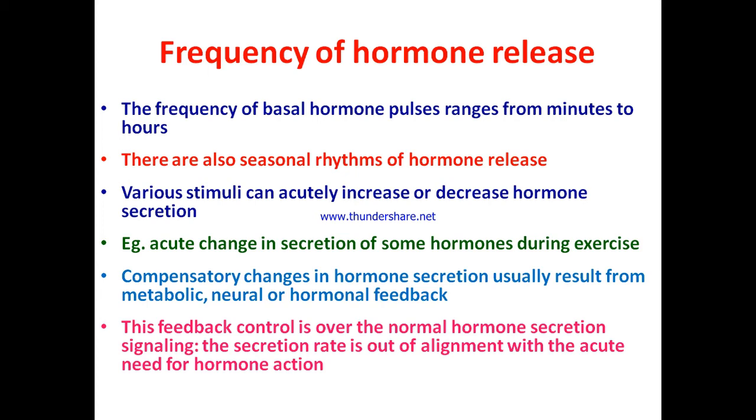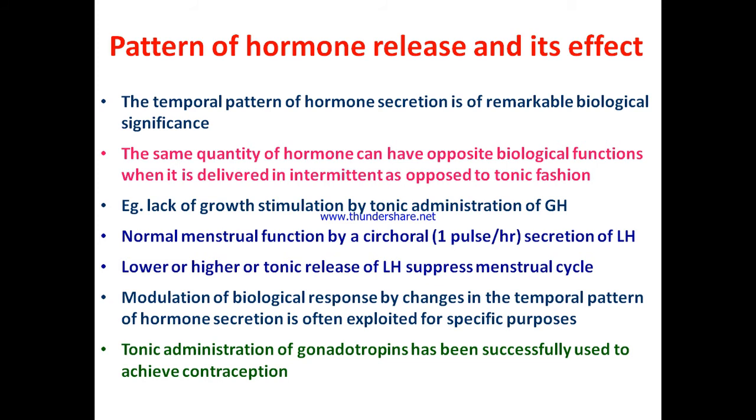Pattern of hormone release and its effects. The pattern in which the hormone is released has an important effect on the target organs because of the nature of the receptors. The temporal pattern of hormone secretion is of remarkable biological significance, and we are going to see what it is. The same quantity of hormone can have opposite biological functions when it is delivered in intermittent as opposed to tonic fashion. So in one situation the hormones are released in intermittent fashion, in the other situation tonic.